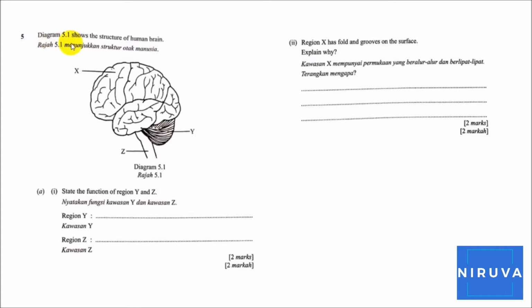Alright, question 5. Diagram 5.1 shows the structure of the human brain. State the function of regions Y and Z. Okay, so Y here is the region known as the cerebellum, which functions to control balance and produce precise movement. And then Z is what we call the medulla, which functions to control involuntary action or reflex action.